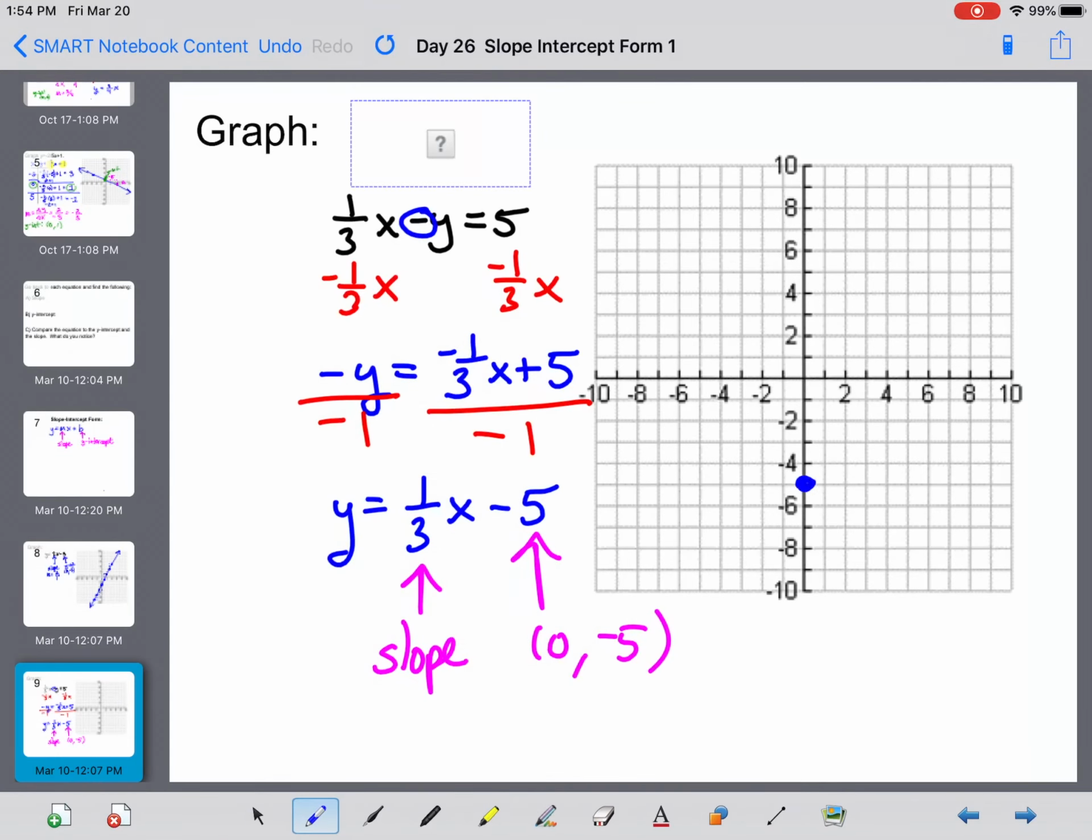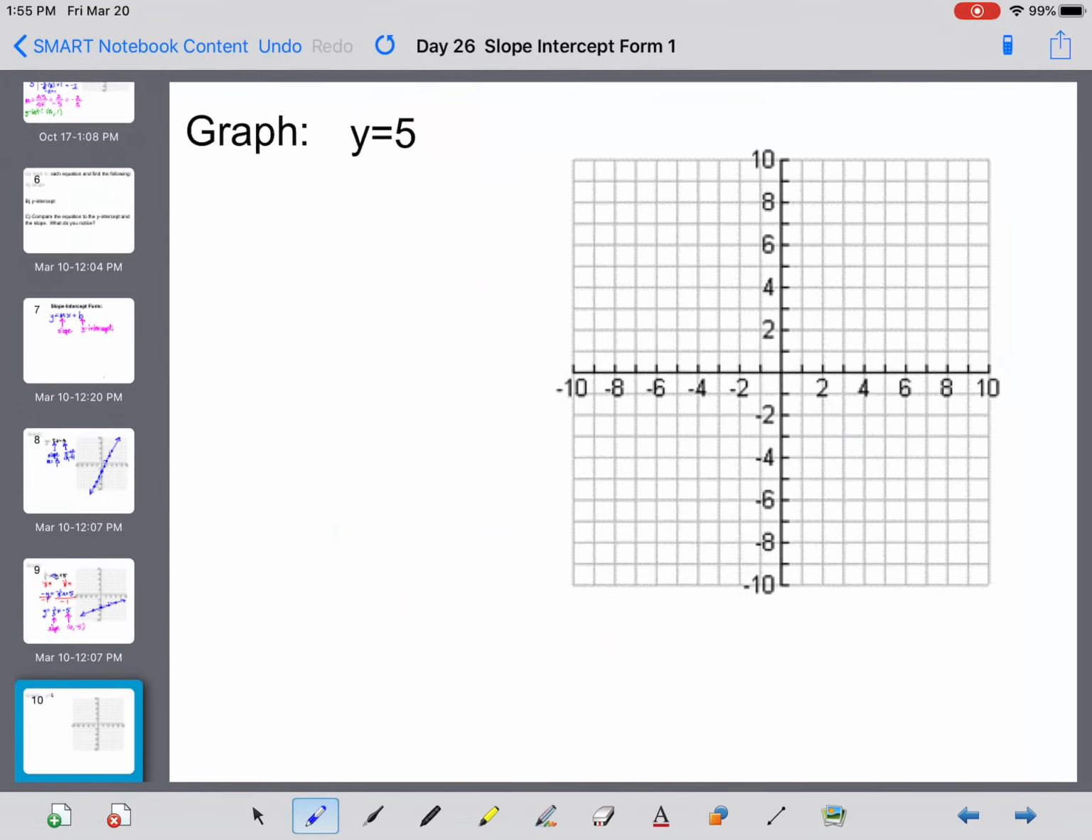0, -5, up 1 over 3. Also, you could go down and left. And we get a nice pretty straight line. All right, try another one.